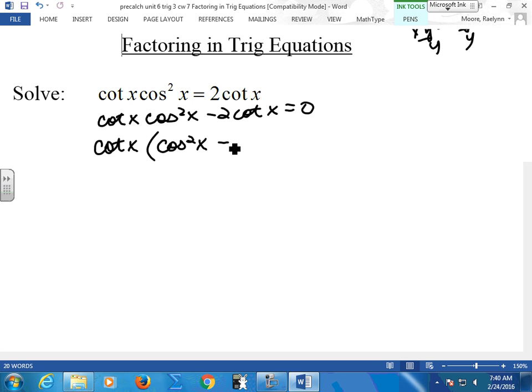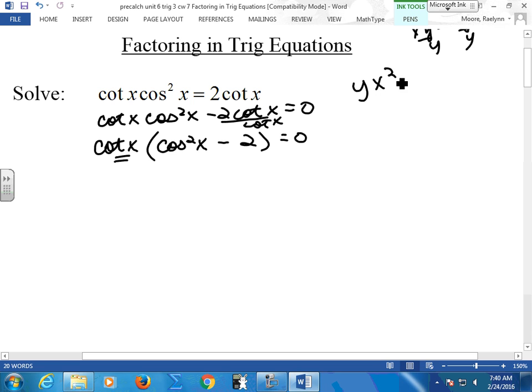Okay, so what am I left with? Cosine squared. I'm factoring out a cotangent x. If I factor it out of here, what's left? I'm not dividing it out, I'm factoring it out. I put it here. So what's left? Minus 2. It's like if I did this. Watch. Y, x squared minus 2y equals 0. What can I factor out of these guys? A y. So what's left? It's the same as that. Guys, it's the same thing, right?